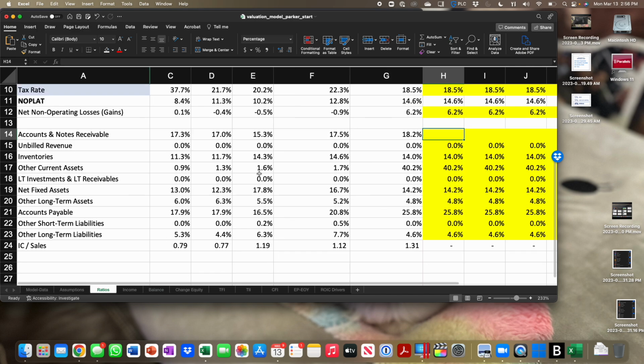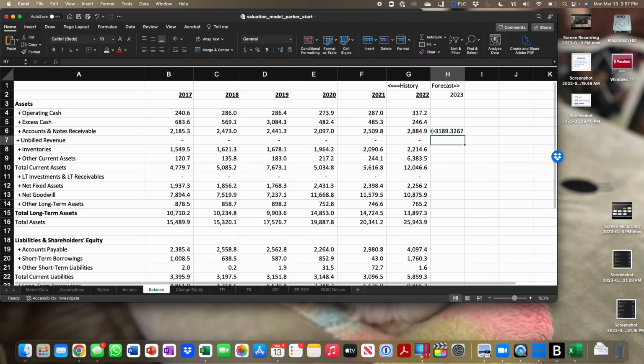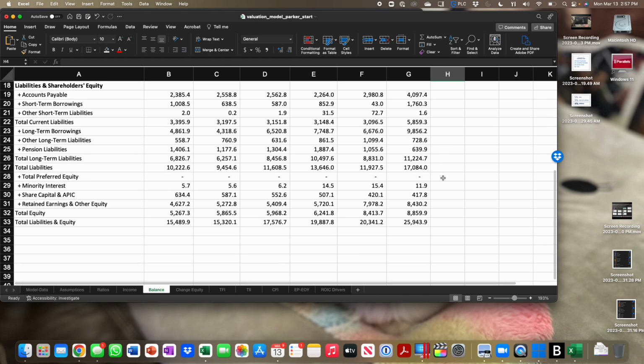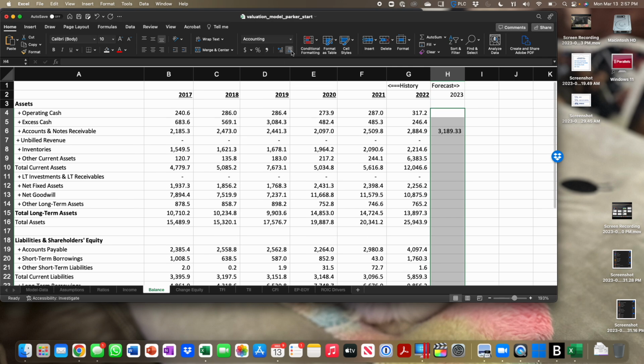And for some reason, my ratio didn't get copied. So equals previous year. There we go. Must have hit backspace by mistake. So 18.2% should be the number in cell H14, times 2023 revenue should get you on the balance sheet 3189.3. Okay. Again, from a formatting standpoint, I'm going to take from cell H4 down to H33. I'm going to format this to one decimal place just to be consistent. So 3189.3.